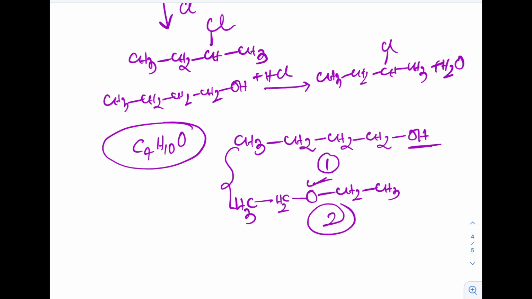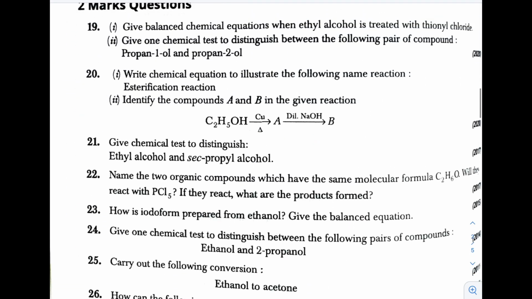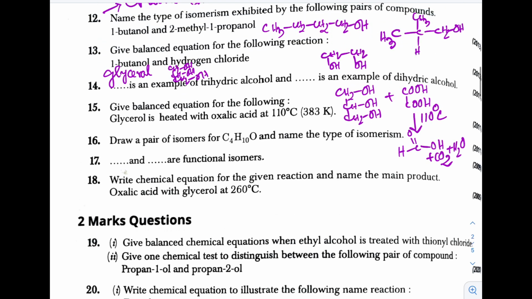Another type of isomers can also be drawn. So for practice, you try to draw the structures of the other isomers, positional isomers or branched isomers, if it is possible. Next question. It is not possible to solve over here because the blank should be filled from a given list, but the list is absent in the question paper here, so we cannot solve it.